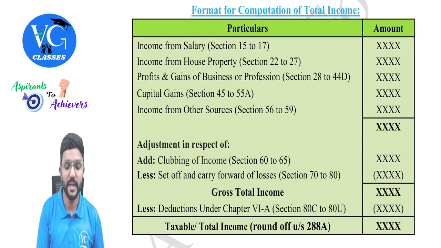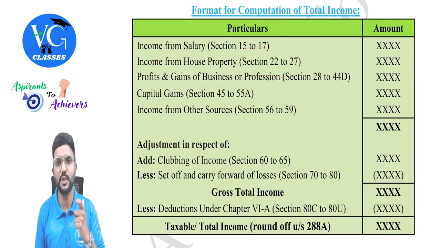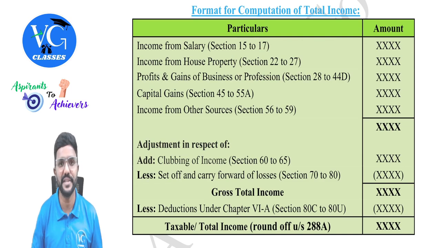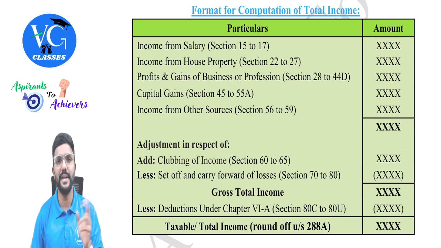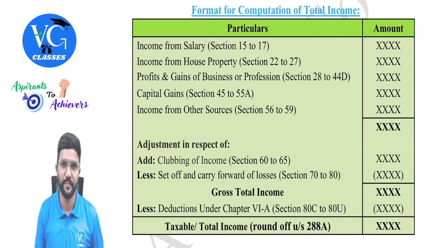Okay. Then income from house property is covered in section 22 to 27, and section 22 being a charging section specifies the annual value of a property of which the assessee is the owner is taxable under this head. And here property means the building or the land which is appurtenant thereto.